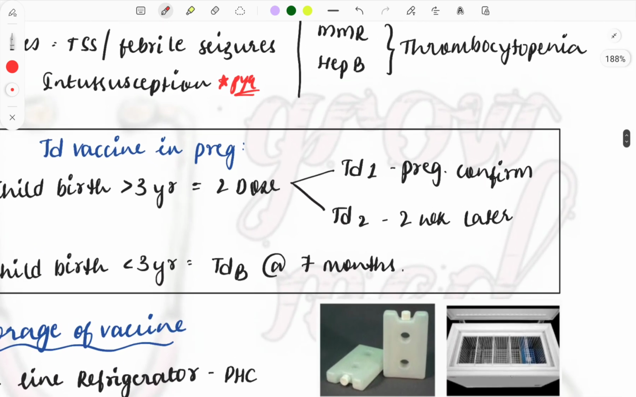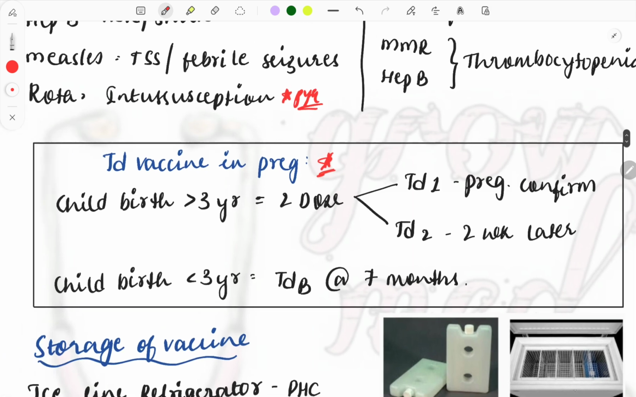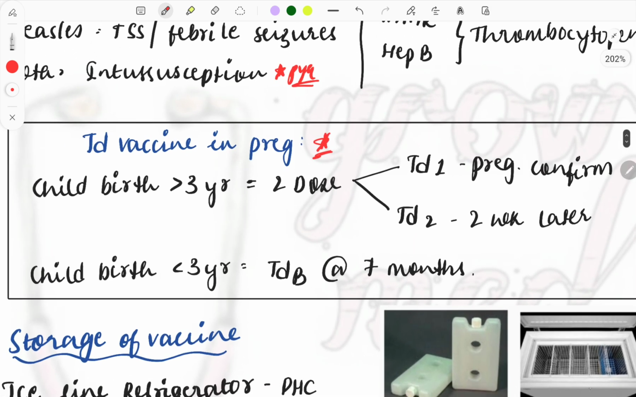Okay, and this is a must-know topic. This is a repeat topic, asked multiple times: TD vaccines, which are given in case of pregnancy. Questions are asked by giving a clinical case: a pregnant woman delivered her first child at this time, now she's at this month, and when will you give the TD vaccine?